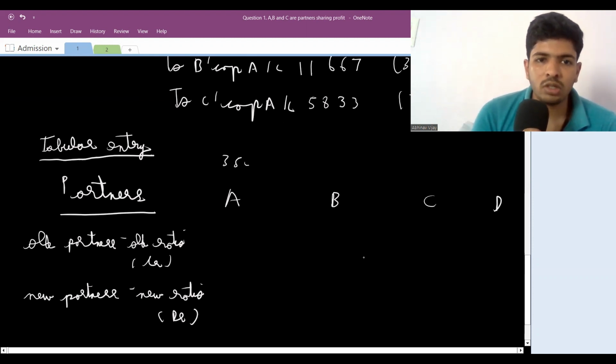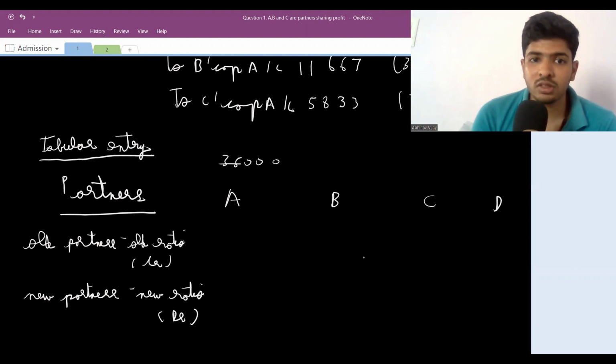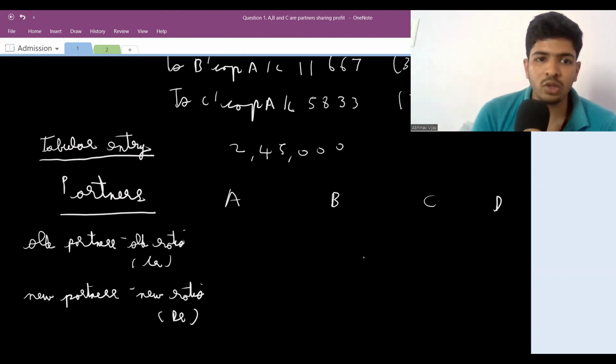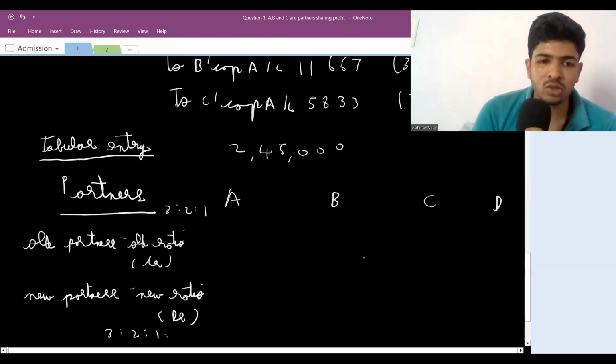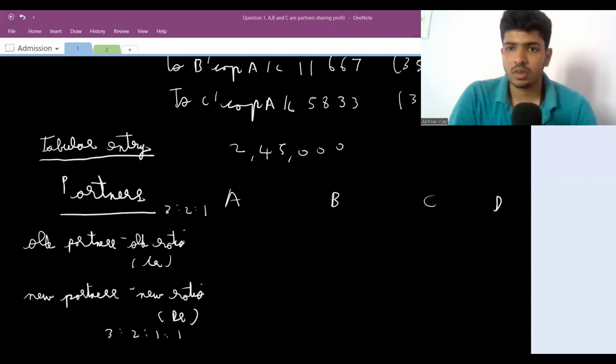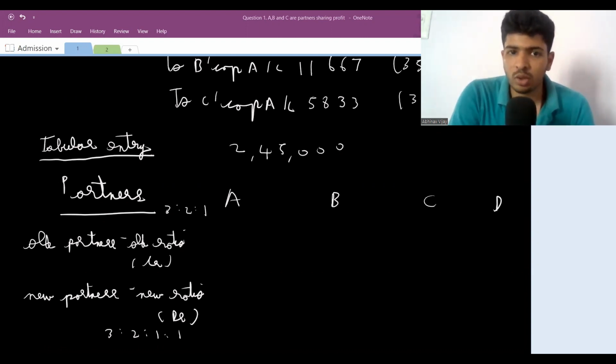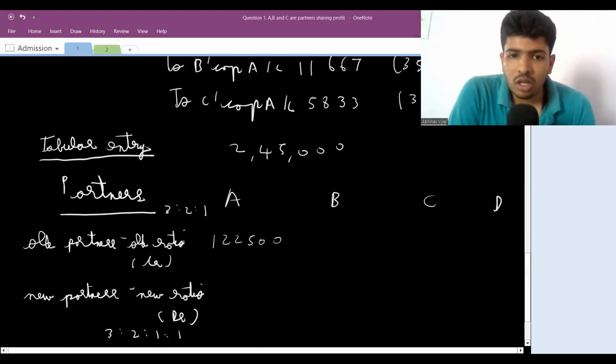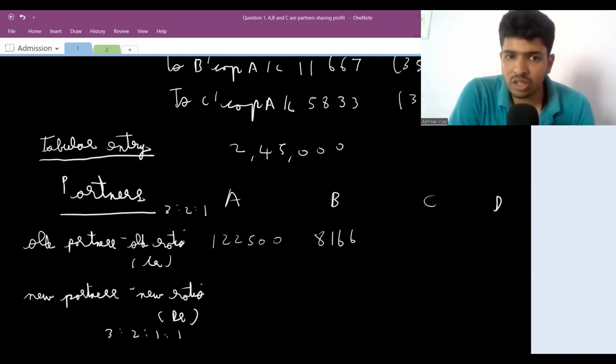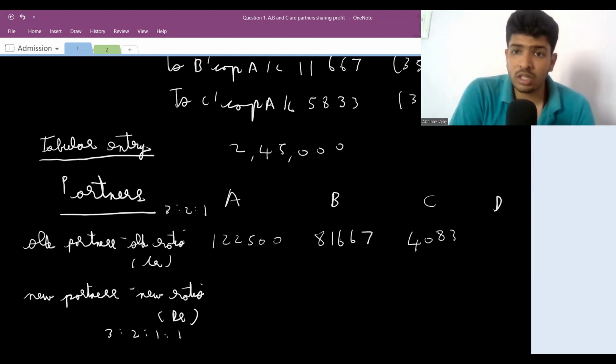So this 35,000 amount. Sorry, not 35,000. The total goodwill is 2,45,000. That amount in the old ratio. What is the old ratio? 3:2:1. The new ratio is 3:2:1:1. Correct? Yeah, so 2,45,000 was the goodwill earned by the old partners in the old ratio as on the date of D's admission. So in which ratio would the old partners have earned? Of 2,45,000, only 1,22,500, 81,667 because 3:2:1, right? And 40,833.